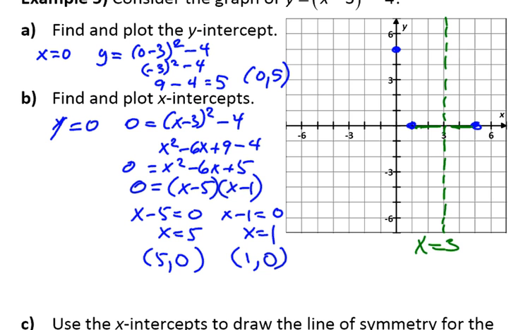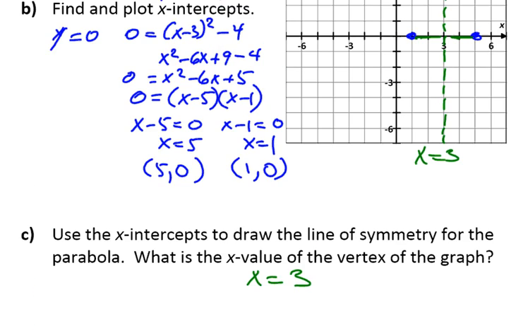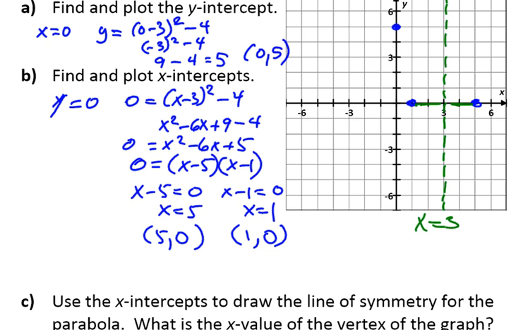And I'm going to finish that up, and you can finish that up and double check. And this is what I get. We have that the x value is going to be 3. We're going to plug it into our original equation, x minus 3 squared minus 4. So I'm plugging in that 3 right there, and I come up with a negative 4 for my y value. So my vertex is 3, negative 4. I'm going to plot that 3, negative 1, 2, 3, 4, which is right here, and then sketch that in.